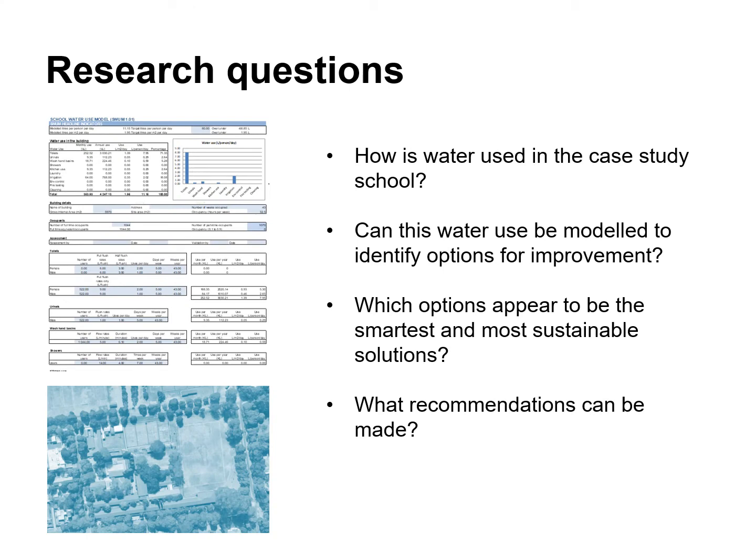So the particular study looks at how water is used in a case study school, and how we can model that water consumption, and then what sort of options we can use to test and determine which are going to be the best, the optimal, the smartest and most sustainable solutions to that particular school, and then what recommendations can be made for other schools and for that particular school.